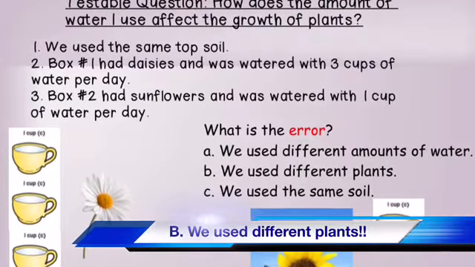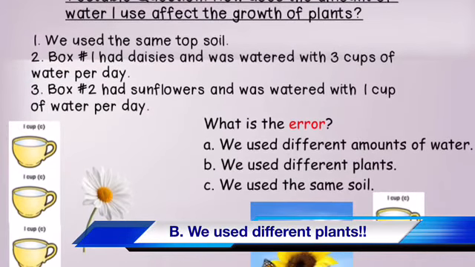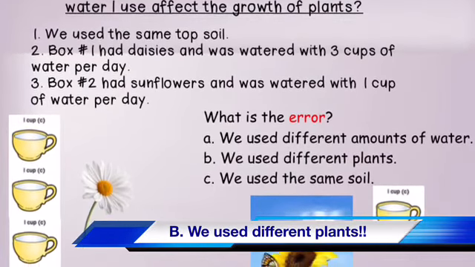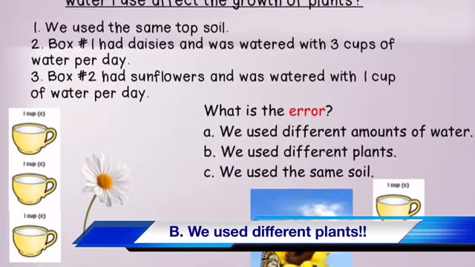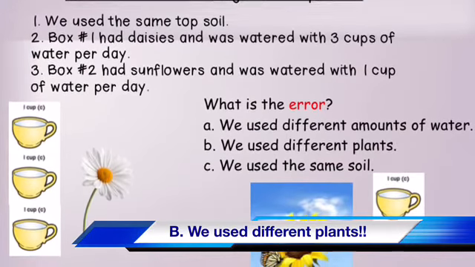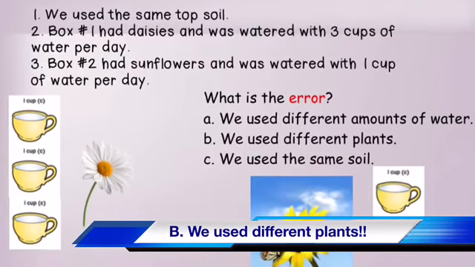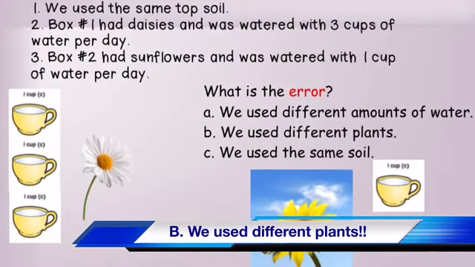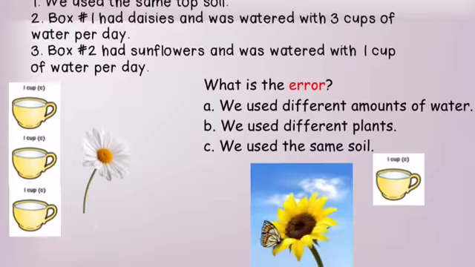This one is, how does the amount of water I use affect the growth of plants? So we use the same topsoil. Box 1 had daisies and was watered with 3 cups of water. Box 2 had sunflowers and was watered with 1 cup of water. So our error would be what? B, we used different plants, correct.